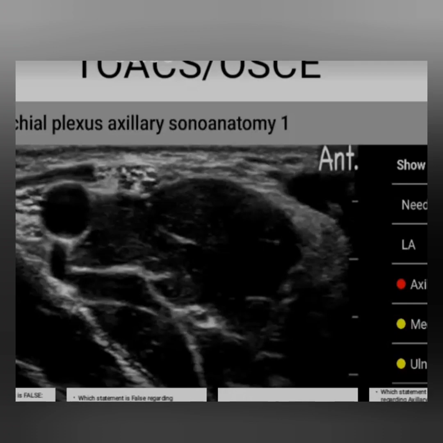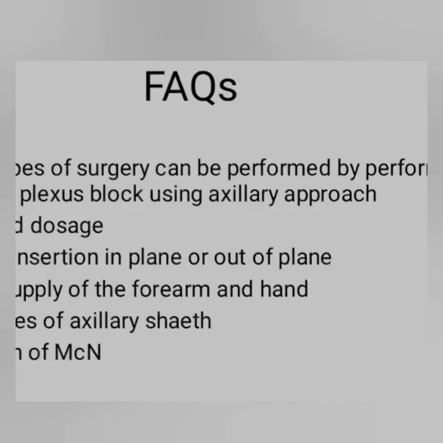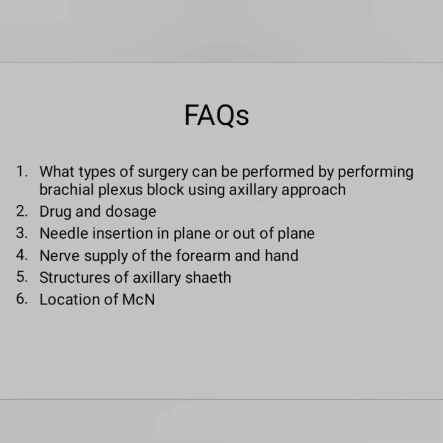And with this we end up the session. Now we will see the questions. What type of surgeries can be performed by performing brachial plexus using axillary approach? We already have discussed it. Now what is the drug and dosage? Drugs that usually are used is the bupivacaine, with or without addition of lignocaine with adrenaline.